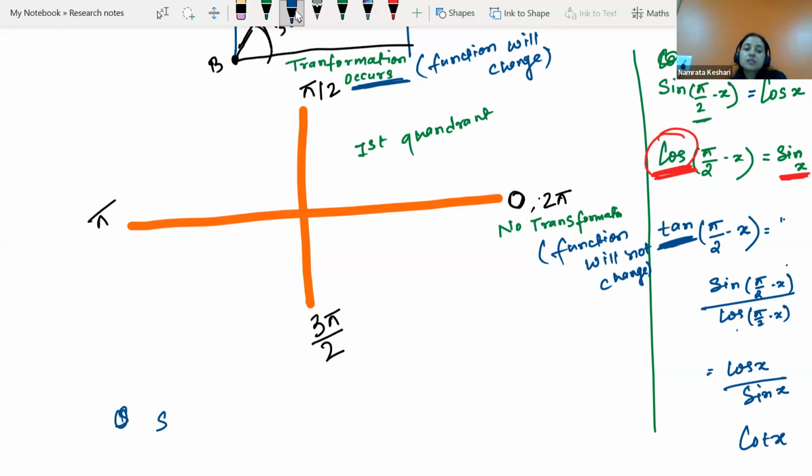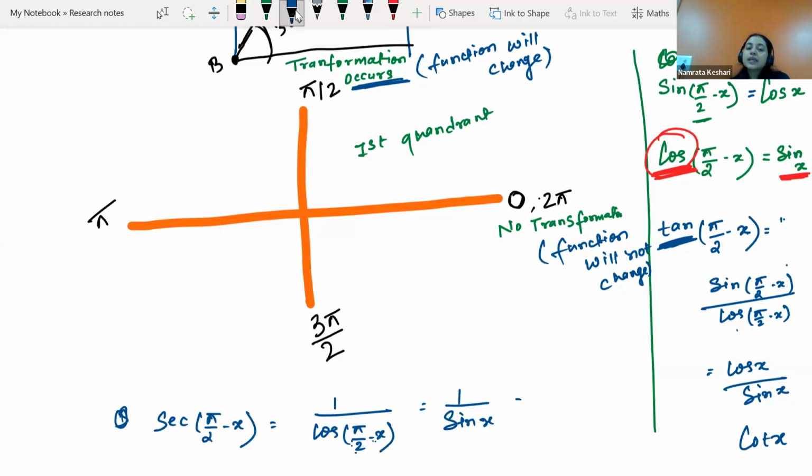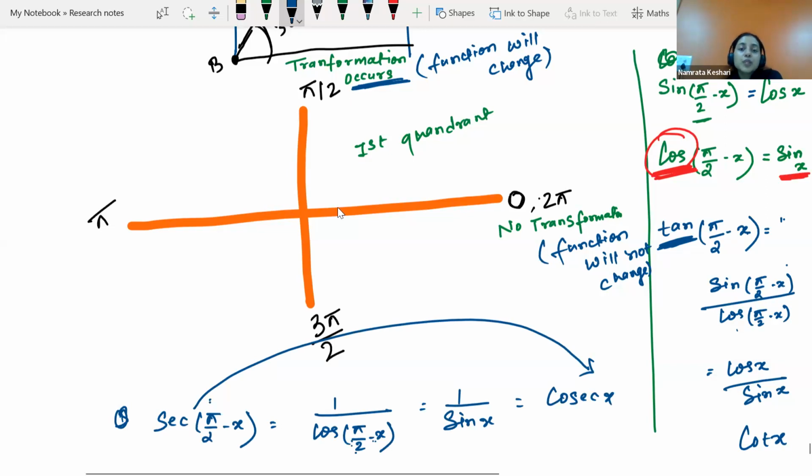Sec of pi by 2 minus x means 1 by cos of pi by 2 minus x, because this depends upon cos. Cos of pi by 2 minus x is sin x, and hence it is nothing but cosec x. So from now onward, whenever sec of pi by 2 minus x is there, directly we will write cosec x. And similarly, cosec of pi by 2 minus x will be sec x. Is it clear so far? Yes, ma'am.